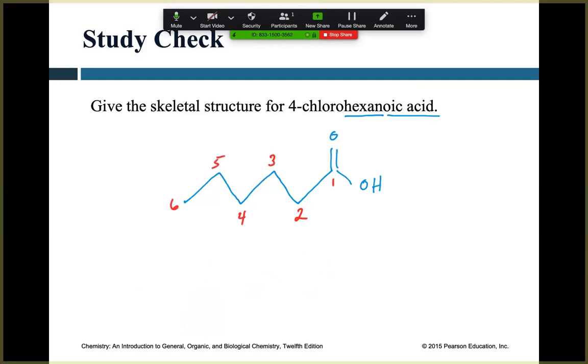And so then I see the last part of the name that I'm missing is 4-chloro. So then I go to my 4 position, and I add in a single chlorine. And let me get rid of my numbers, and then I'll be done. And there we go. There's fluorochlorohexanoic acid.